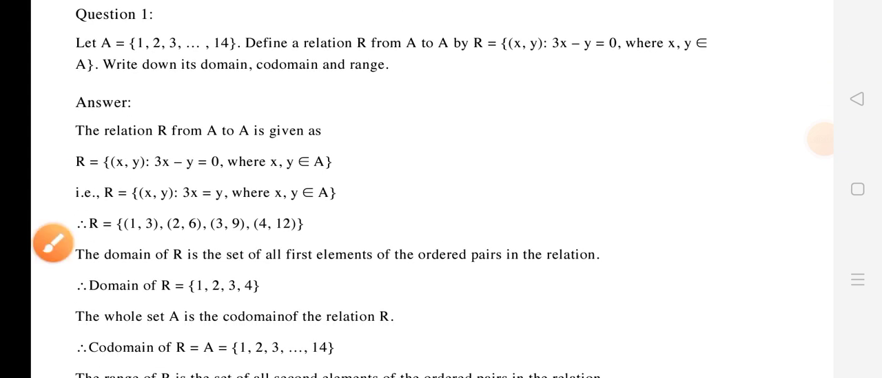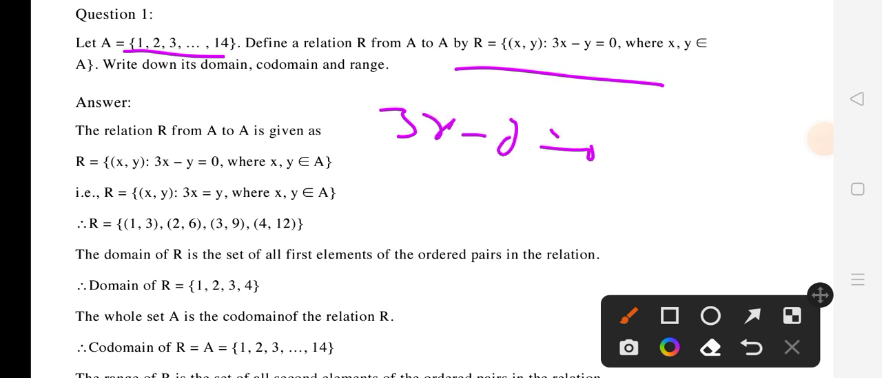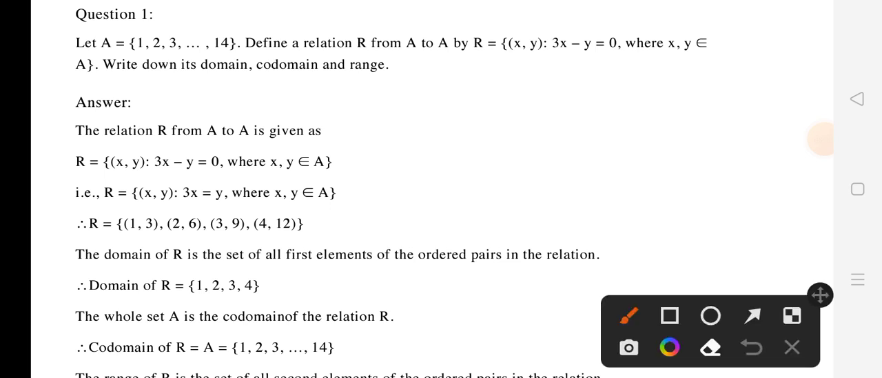Next question is, let A be the set having elements 1, 2, 3 up to 14. A relation is defined from A to A, and the relation is defined like that: R = {(x, y): 3x minus y is equal to 0, where x, y belong to A}. Write down its domain, codomain and in addition range. The relation from A to A is given as (x, y) with 3x minus y equal to 0, x, y belong to A. The relation is 3x equal to y, where x, y belong to A.